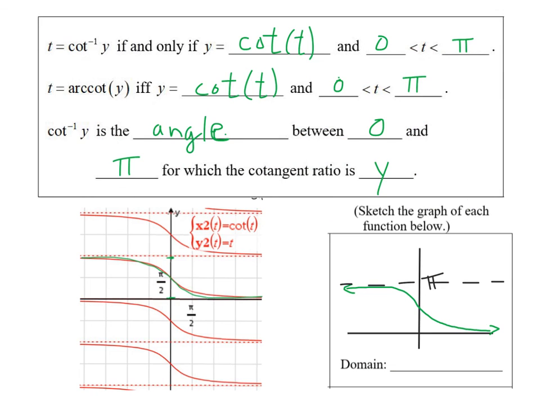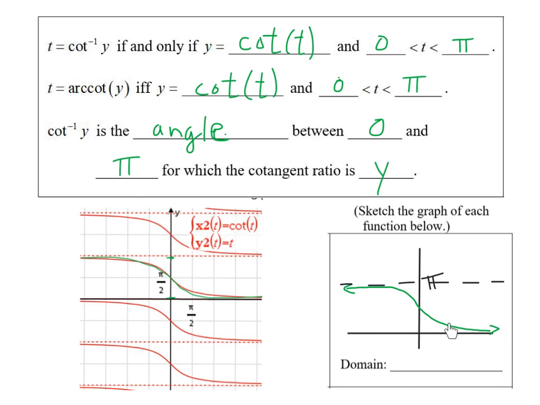All right, so just to finish up here, we can fill in our definition. We are going from 0 up to pi for inverse cotangent. Notice it's not equal to, right? Because we have those asymptotes, just like with inverse tangent. All right, and we fill in, we've got the angle between 0 and pi, for which the cotangent ratio is y. And when it comes to sketching our graph down here, I'm just sketching this piece of that curve.